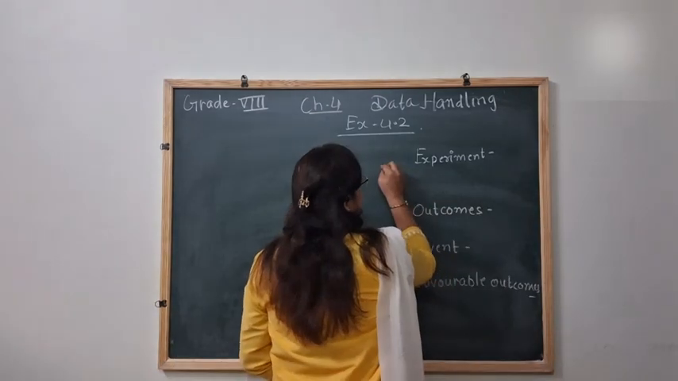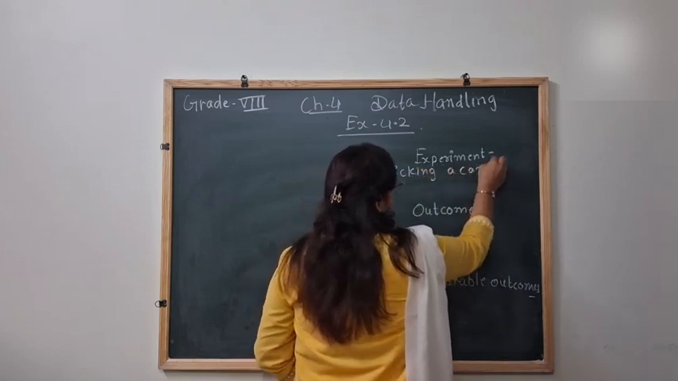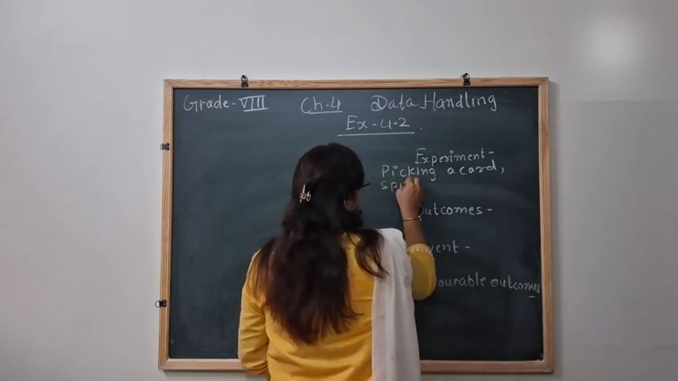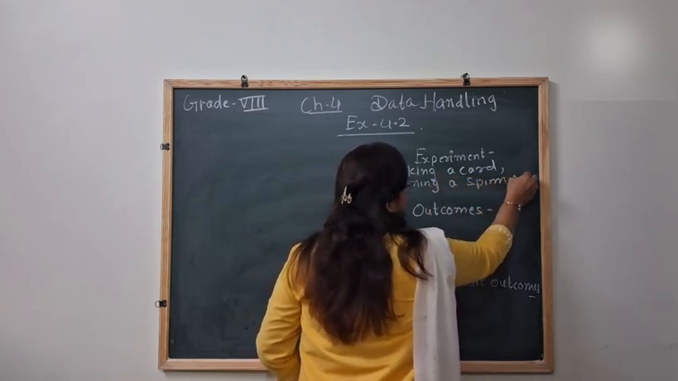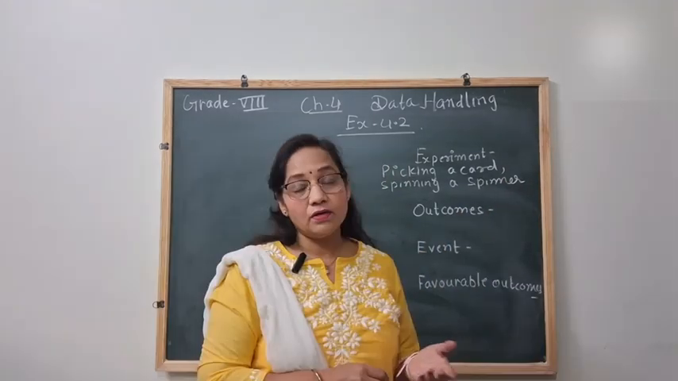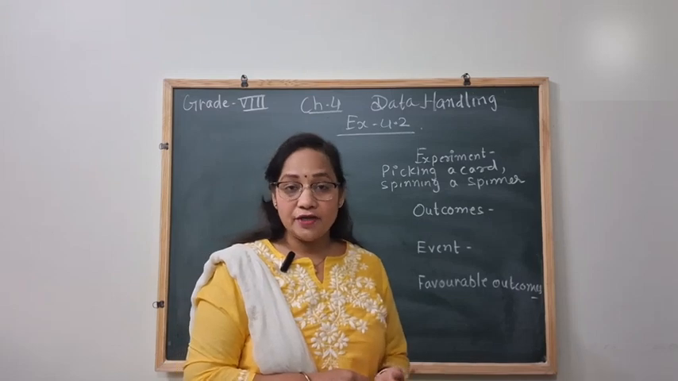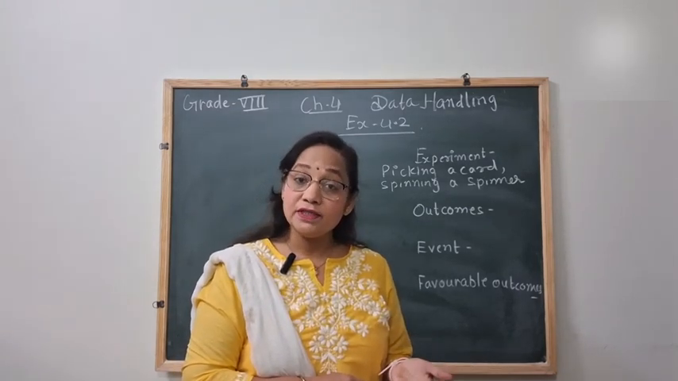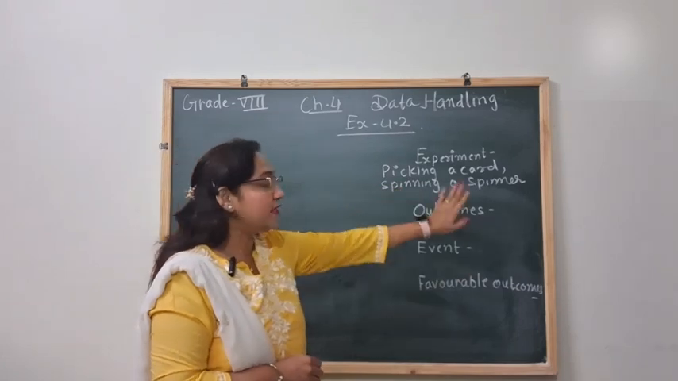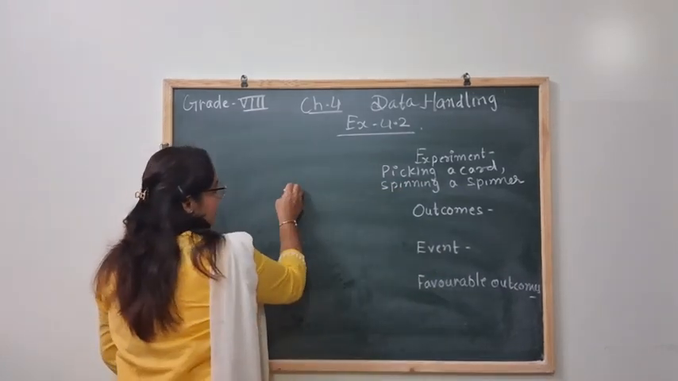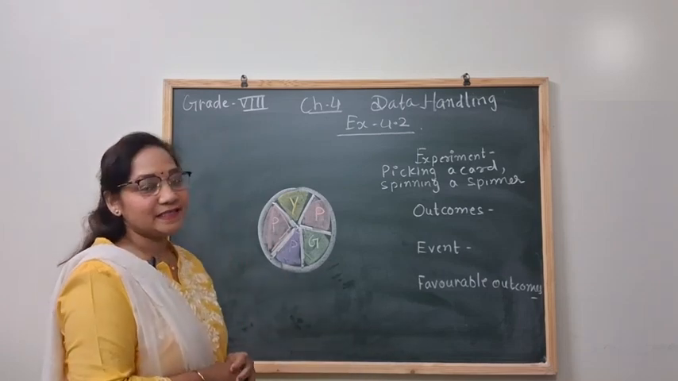For example, a card, or it can be spinning a spinner, or when you roll a die, how many results do you get? 6 numbers you get. Or when you toss a coin, you have 2 results, either head or tail. Now in this experiment, suppose I take an example of a spinner.